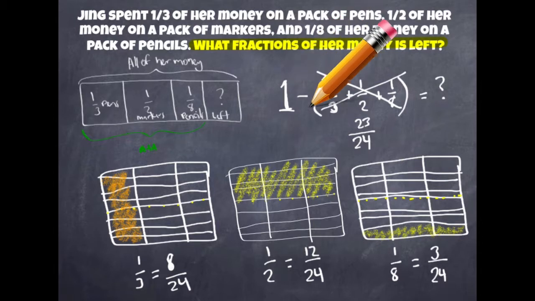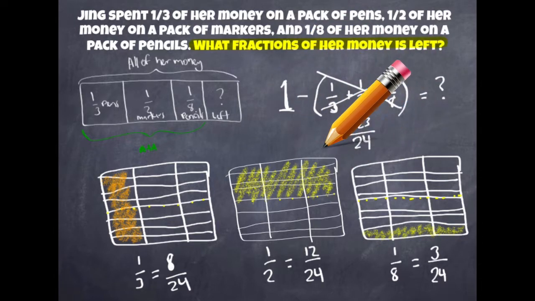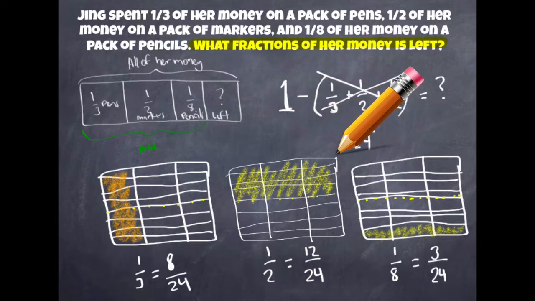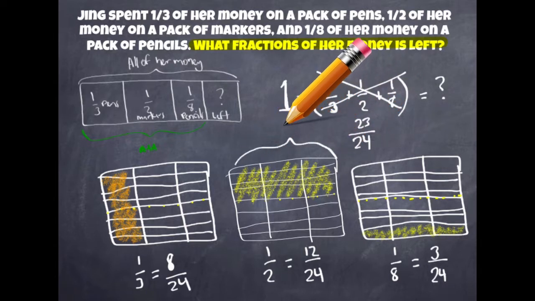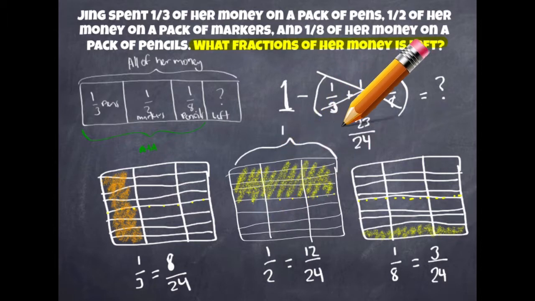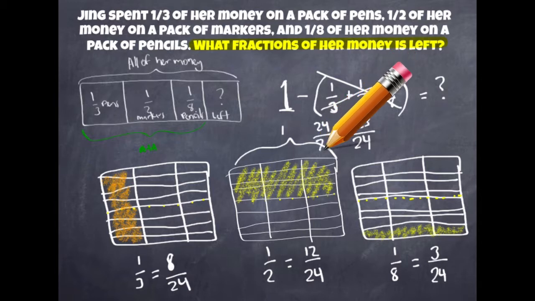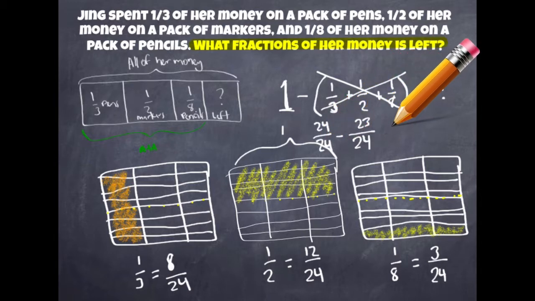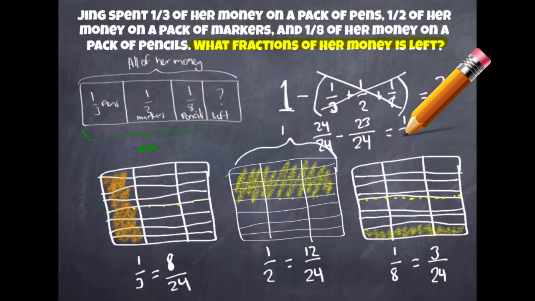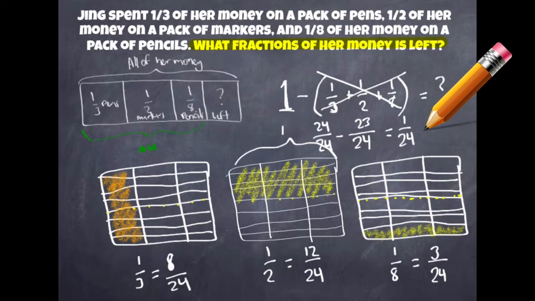How do I figure out how much is left? If I started with 1 whole and I subtract 23/24ths, how much is left? Well, I can think of 1 whole. This was 1 whole, and these all were 1 whole. They were all 24 out of 24 pieces. If I subtract 23 from 24, it's going to leave me with 1/24. So she has 1/24 of her money left.